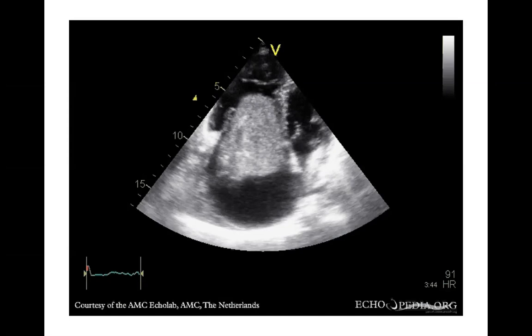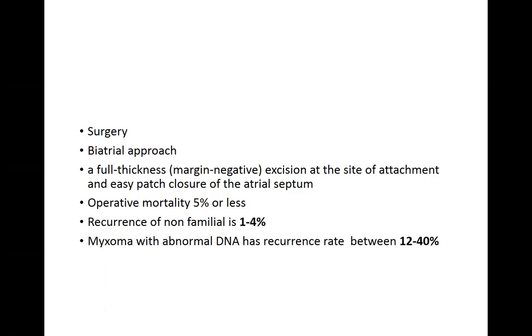Then carefully resecting the myxoma, and after that closure of the ASD that we create. And the most important thing, we have to have a very good margin, because that will eliminate the recurrence of the myxoma. And we close the left atrium, then the right atrium after we finish.